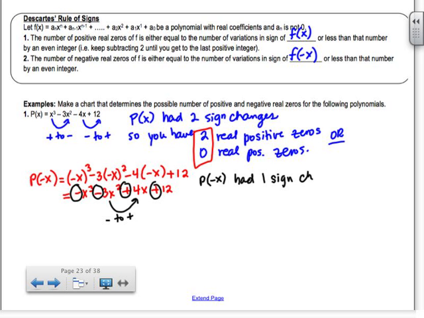And you don't always have to write out all this information. I'm just doing this for your notes right now. So p of negative x had 1 sign change, so there is one negative real zero.